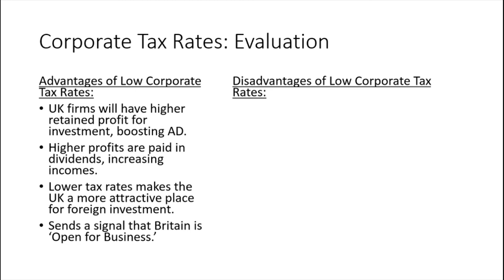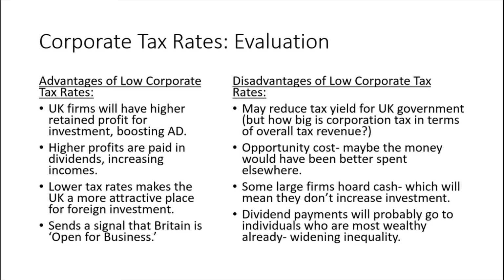And it also sends a signal that Britain is open for business. Some of the disadvantages of having a low corporate tax rate is that it may reduce the tax yield for the UK government. Of course, you could then counter-evaluate this by saying, but how big is corporation tax in terms of overall tax revenue? It also represents an opportunity cost. Maybe the money that could have been collected would have better been spent elsewhere. Why should companies get a big tax break when there are other things that society could use with the money that is being foregone in the collection from company profits?